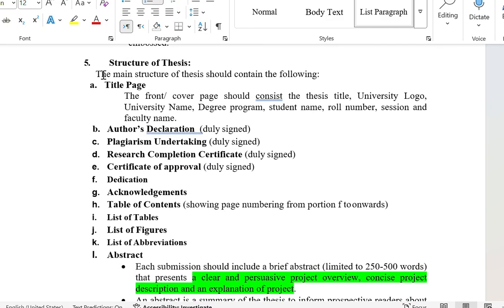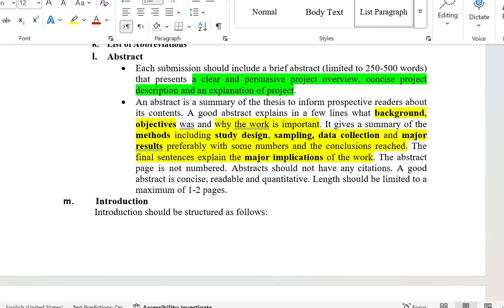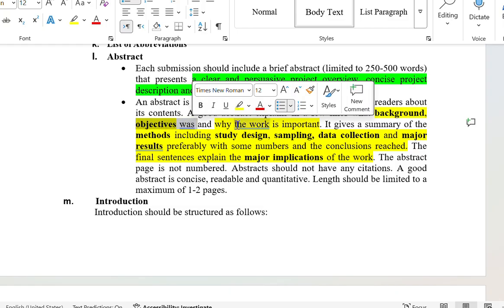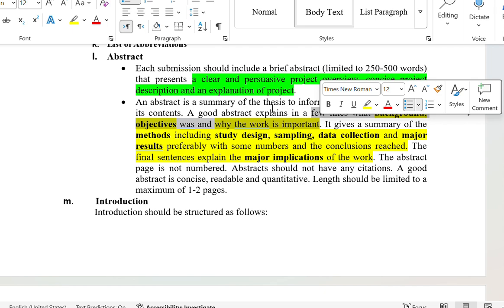Let's come to the structure of the thesis. We have mentioned everything. One more time, if you want to see the abstract: the abstract should be a clear project overview, a concise description and explanation. So you just mention 1 or 2 lines of the background and why you did this study. What is the importance? It's only one paragraph, 2 to 4 lines for all of this.